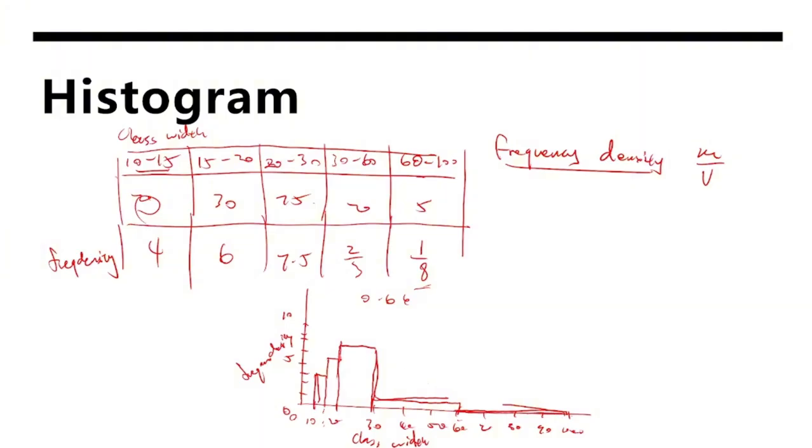So just remember, density is frequency over class width. So the area of each bar will get us back to our frequency.